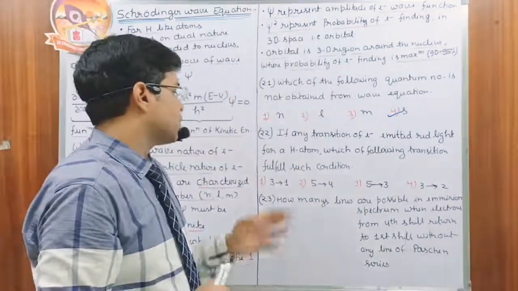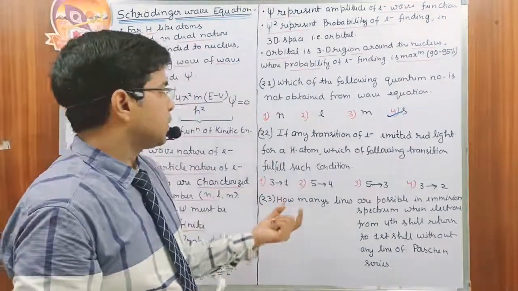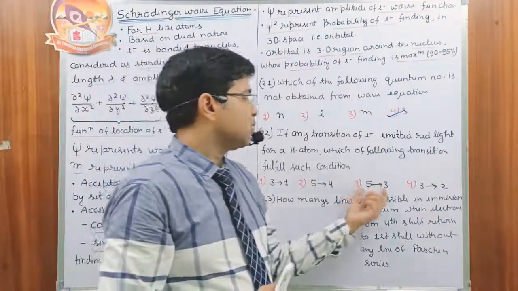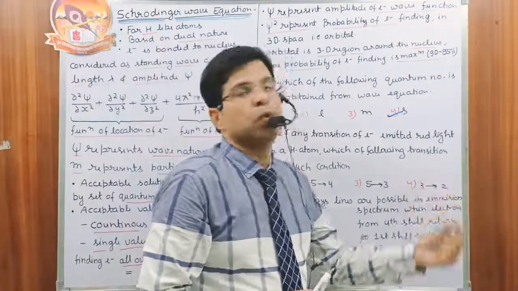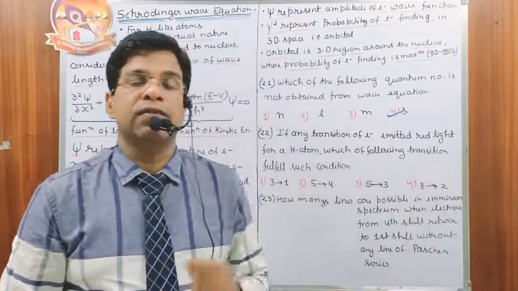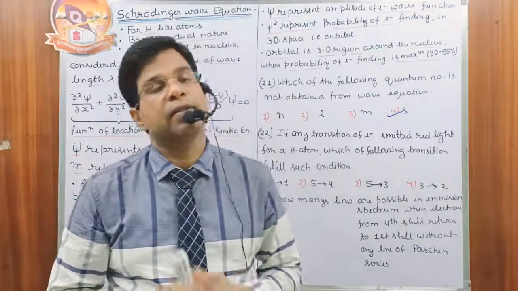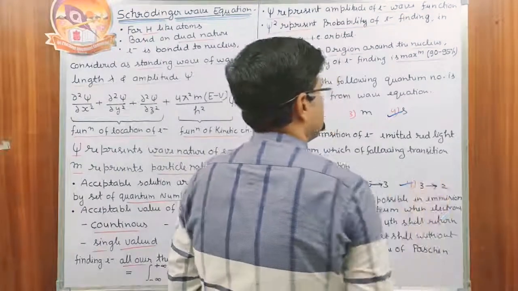So option 1 releases energy in the ultraviolet region. Option 2, 5 to 4, releases energy in the infrared range. Option 3 again releases energy in the infrared. Only 3 to 2 is the transition which belongs to the Balmer series, and only in the Balmer series is visible light released. So the correct answer of this question is option 4.